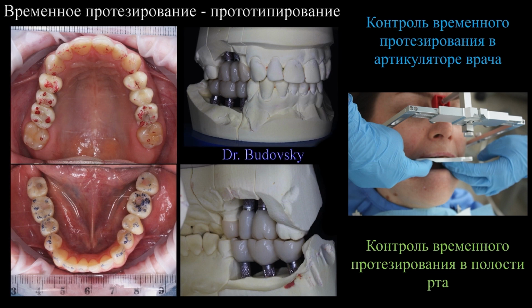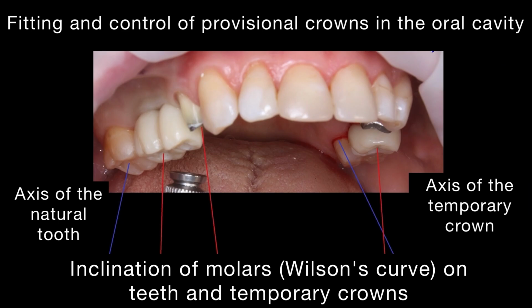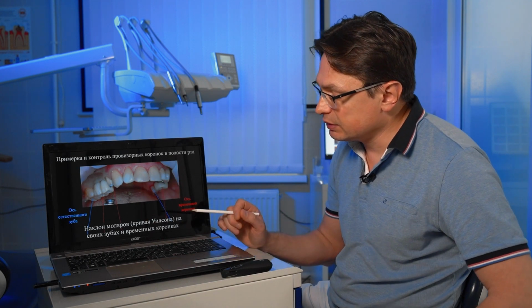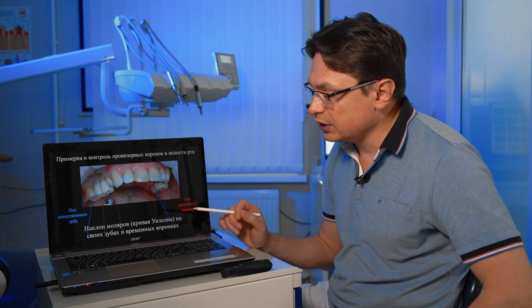Then what we do is send the cast to the laboratory, we get the temporary crowns, and again we register the position of the upper jaw using the face bow and register the centric relation. We mount all this on the articulator, and please note that after seating the temporary crowns, not even in the articulator but in the oral cavity, what do I see?